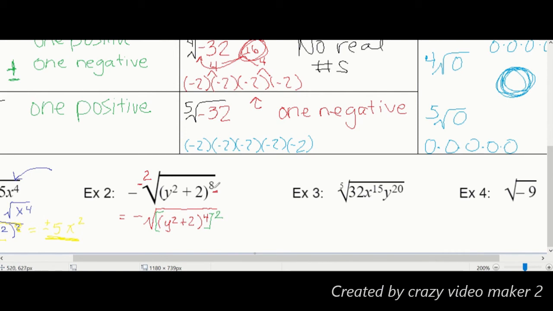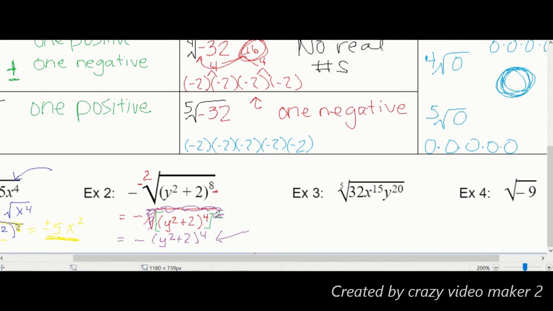So now, once you're to this point, you can say, okay, my 2 here is going to cancel out with my imaginary 2 out here. So this whole radical symbol just disappears, leaving our final answer as negative y squared plus 2 to the 4th. And that ends up being our final answer.